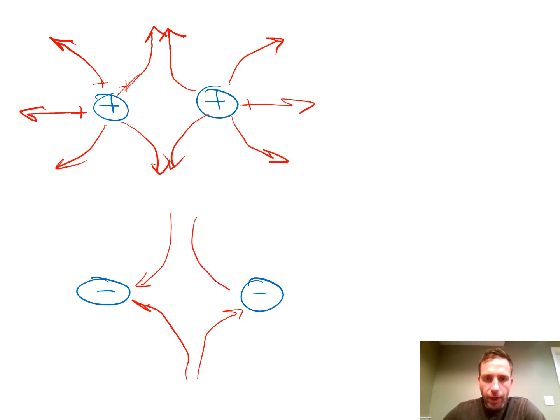So you can see from our last few examples that we could probably come up with some general rules for what electric field lines look like. Electric field lines will always start at a positive charge or infinity. They will always end at a negative charge or infinity, and they will never cross.